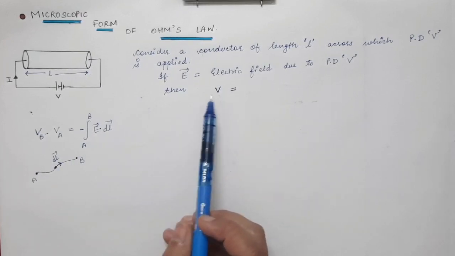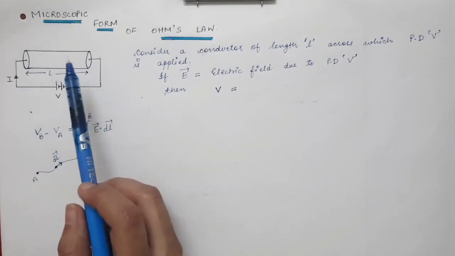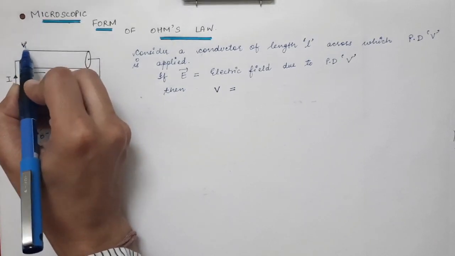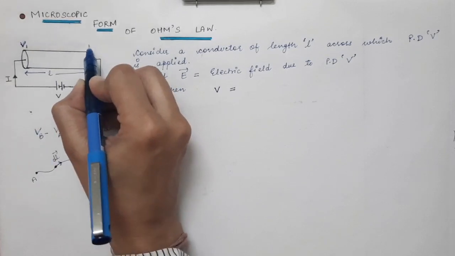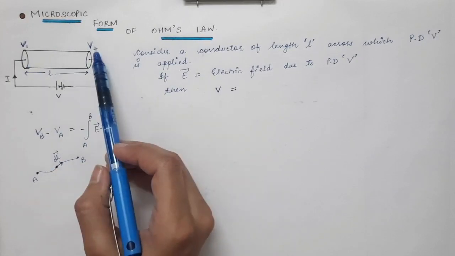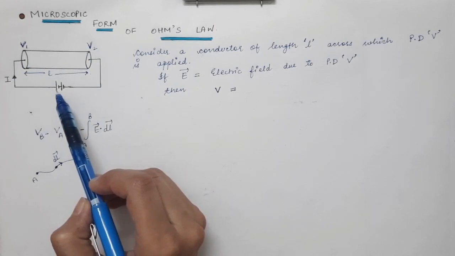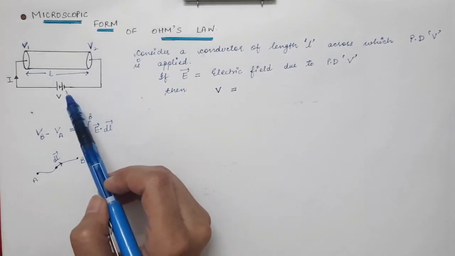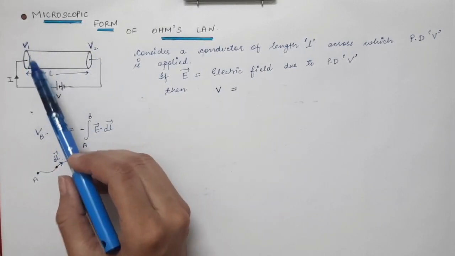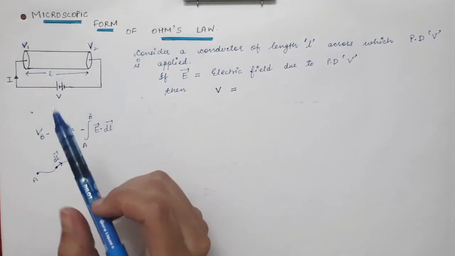Now what will be the potential difference? Over here we have supposed V is the potential difference applied across the ends of the conductor. Let's suppose that the potential at this end is V1 and the potential at this end is V2. Obviously V1 will be greater than V2, because on this end we have applied the positive terminal of the battery and on this end the negative terminal. So the potential at this end of the conductor will be greater than the potential at this end.